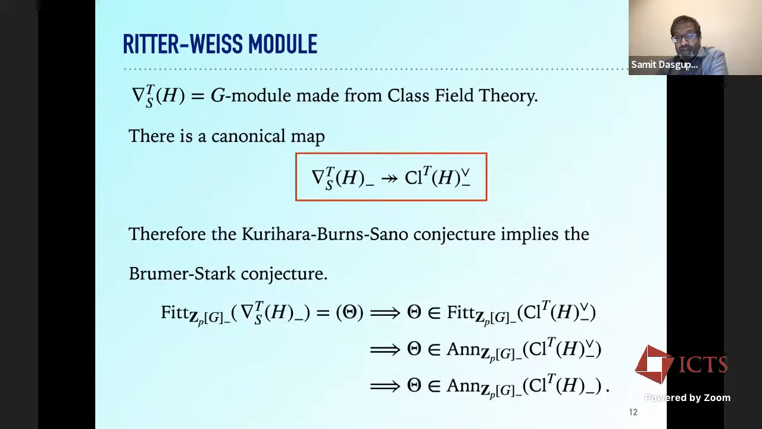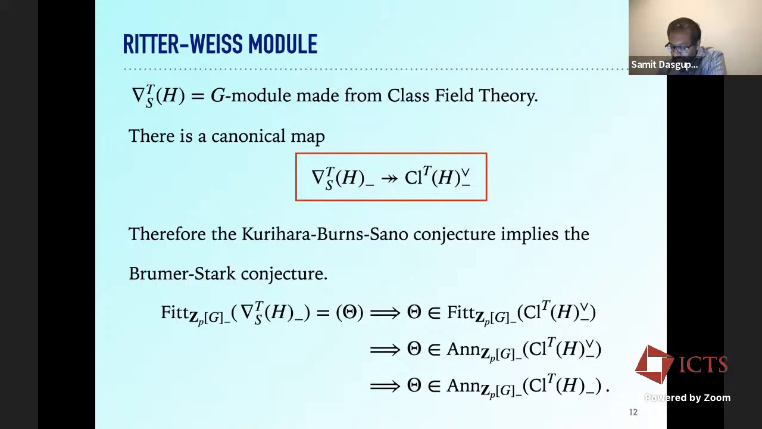Okay. Now, I've also said that the fitting ideal is contained in the annihilator. So if I have this containment, then I have that theta is contained in the annihilator of the class group dual. Okay. So now I'm getting close to Brumer-Stark. Well, it turns out it's very easy to show that the annihilator of a finite module and its Pontryagin dual are exactly the same. Interestingly, it's not true of the fitting ideals, and that's why it's important to have the dual when you're talking about a fitting ideal statement. But the annihilator of the class group and its dual are the same.